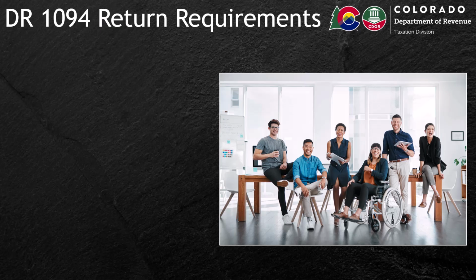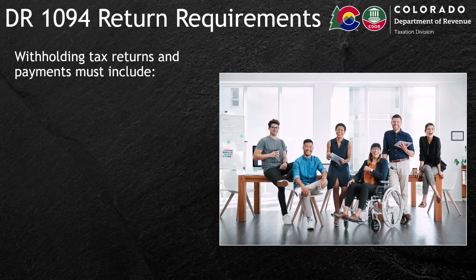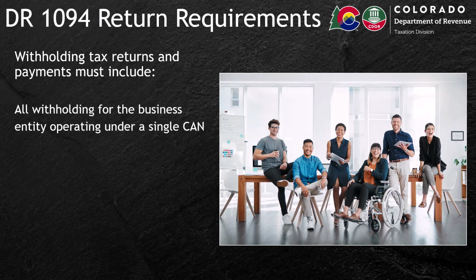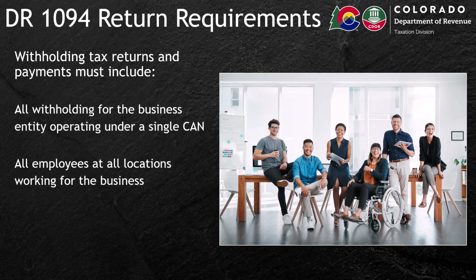Let's jump right in. We'll start by reviewing the Colorado W-2 Wage Withholding Tax Return, Form DR 1094, and filing requirements. Withholding must be calculated for each business entity. Each business entity must operate under a single CAN, or Colorado account number. A Colorado withholding tax return and payment posted to the entity's CAN must include all calculated Colorado wage withholding for the business entity, the wages for all employees at all locations working for the business entity, and all wages paid for all the business's pay periods within the Colorado withholding filing frequency.